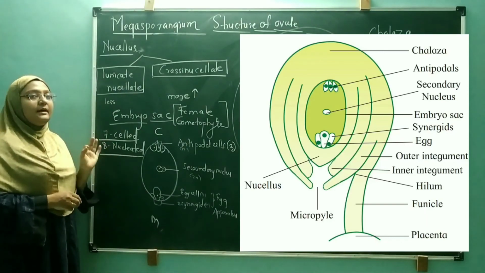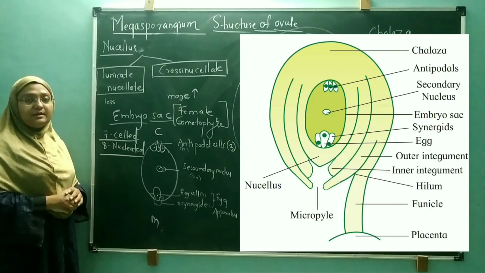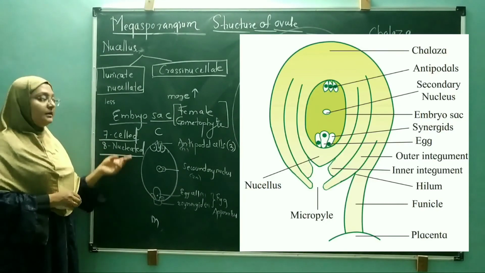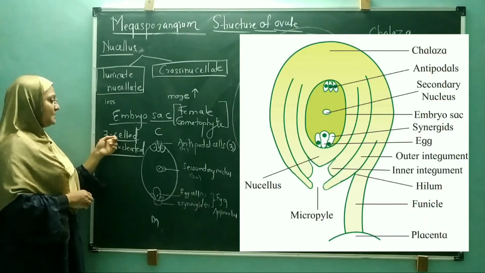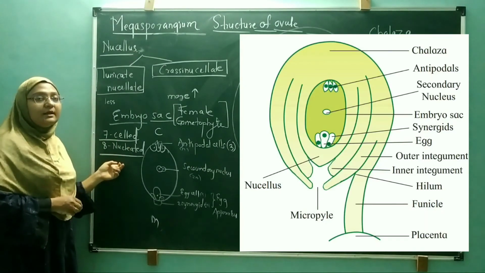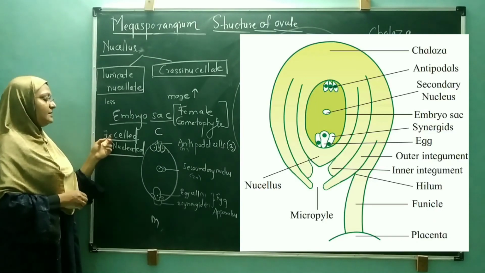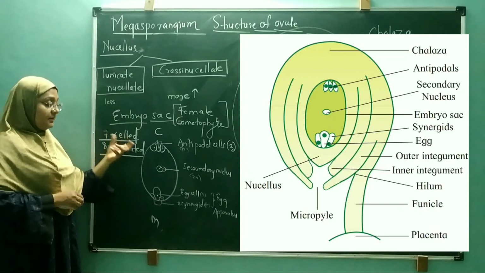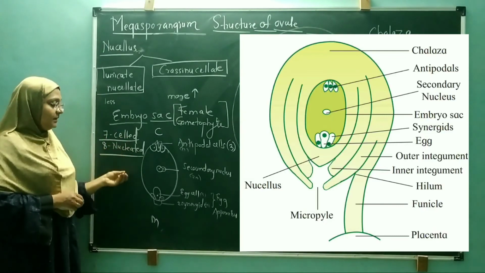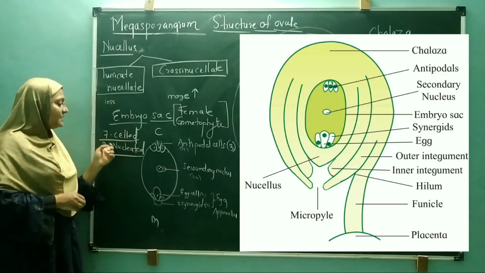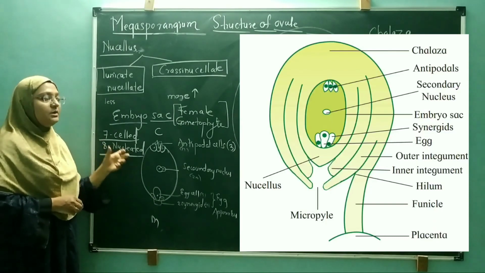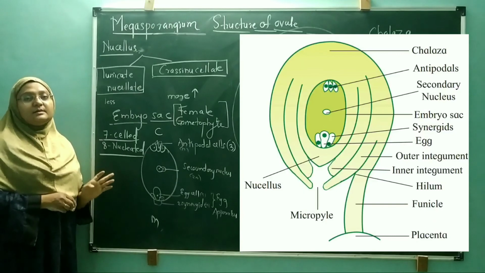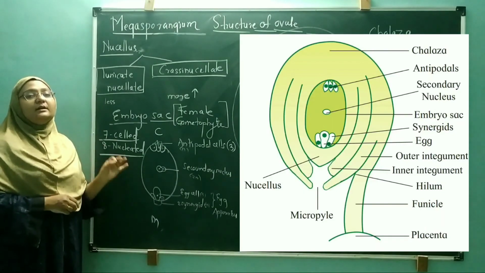हमने बताया था, integumented Megasporangium is there. It is having 2 integuments. Again, the embryo sac is called 7-celled and 8-nucleate because 8 nuclei are there and 7 cells. Later, in the next lecture, we will deal with how this 7-celled and 8-nucleate embryo sac gets developed from the nucellus. This is the female gametophyte development.